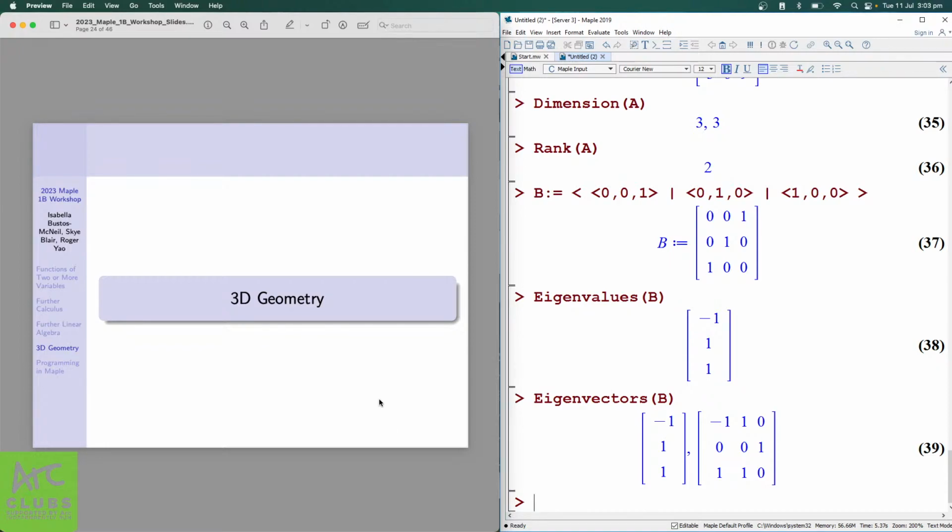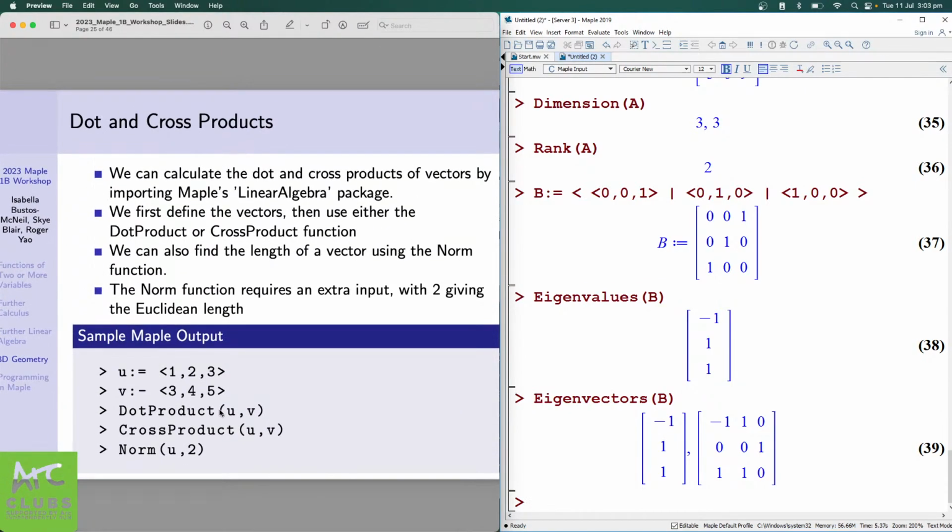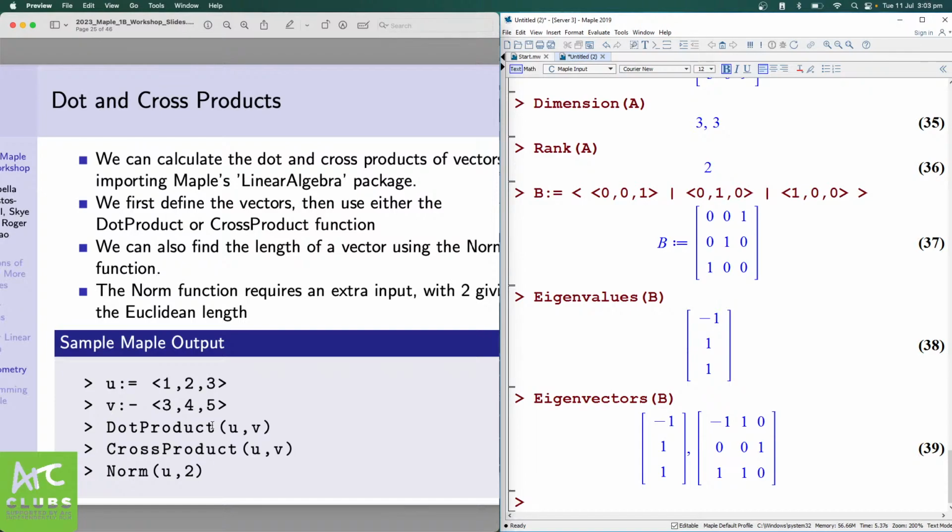Okay, so the next topic we're going to cover is 3D geometry and how we can use Maple to simplify the chaotic mess that is 3D geometry. So first, just a quick point back to what Isabella was talking about, the dot and cross products. We can find them by using Maple's linear algebra package. Just one small note to add: when we're using the cross product, we have to be very careful about the order of vectors that we put in. So the cross product of UV would be different to the cross product of VU.